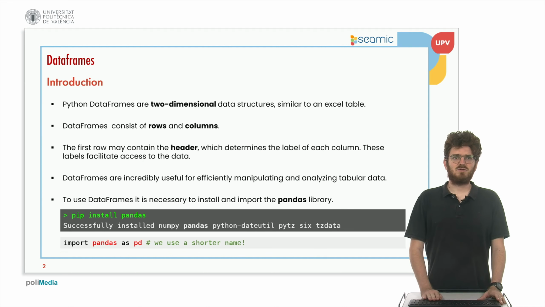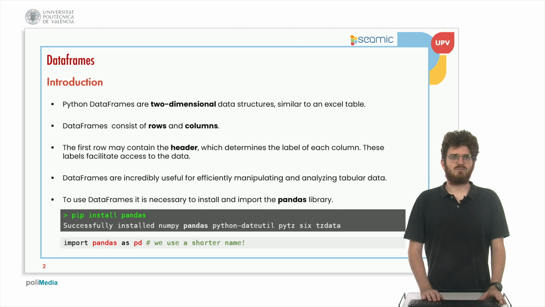So, data frames are just tables, similar to when you build an Excel table to compute your marks in a subject or to compare shop items. It has rows and columns. The first row may contain a header, so it shows you the label with the data. And it's a very useful and efficient tool compared, for example, to lists and Python dictionaries to work with large amounts of data and analyze it.